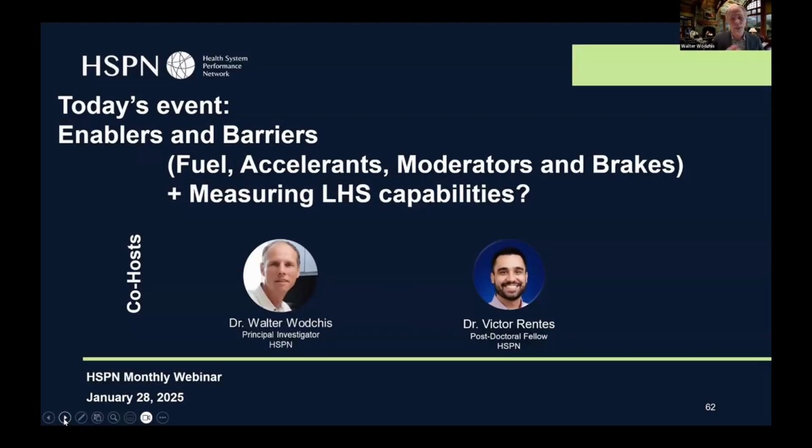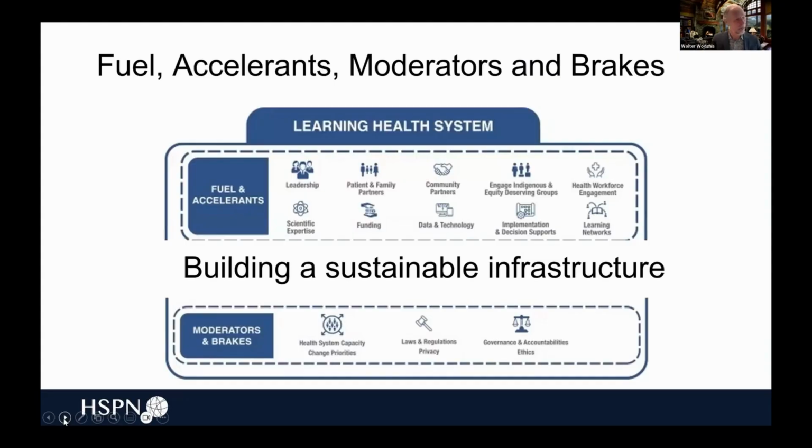had talked about some of the elements here about fuel, accelerators, moderators, and brakes. So if we go to the next slide, just highlight this is what the learning health system accelerants, moderators, and brakes are. Having a cadre of patient-family caregivers through your patient-family council, or in Mississauga, it's the Community Health Activation Network, so that CHAN, having people that are engaged and involved all the way along the way, having community partners that you're working with.